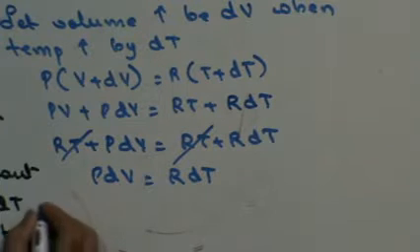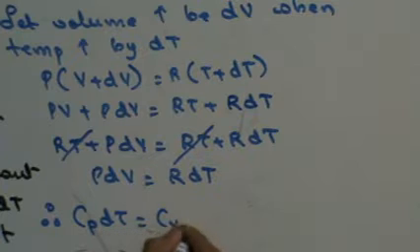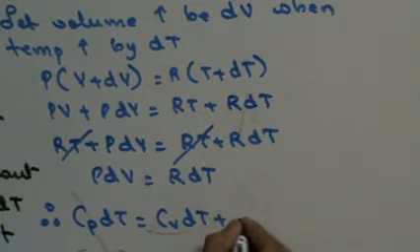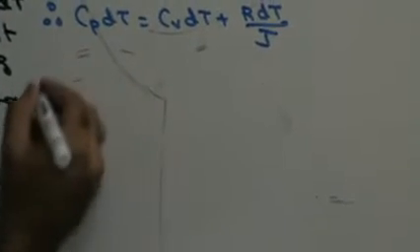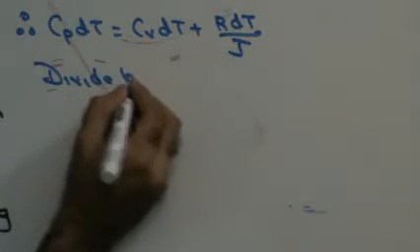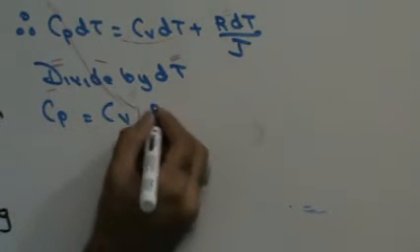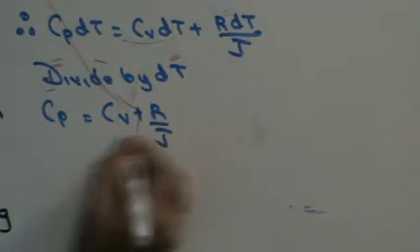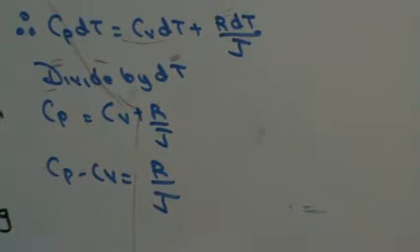So I can substitute this, therefore I'll get Cp dt is equal to Cv dt plus P dV, which can be written as R dt upon J, right? Therefore, divide by dt. If I divide by dt, I'll get Cp is equal to Cv plus R upon J. Therefore, Cp minus Cv is R upon J. That is the relationship between Cp and Cv.